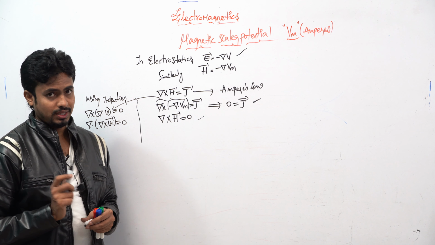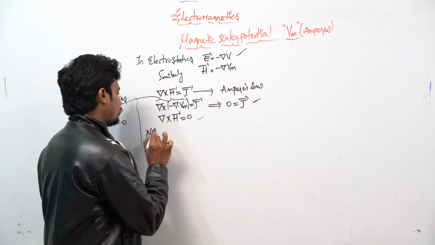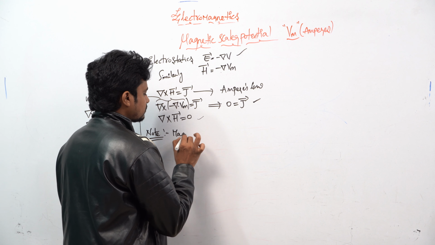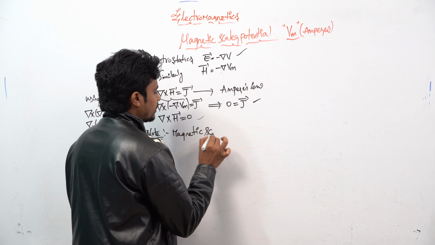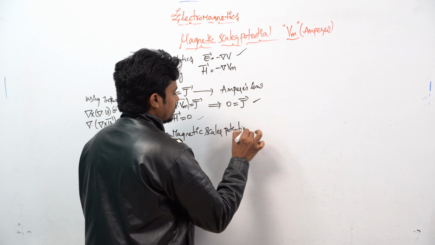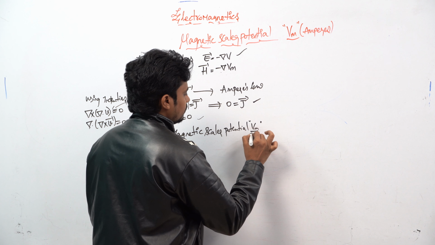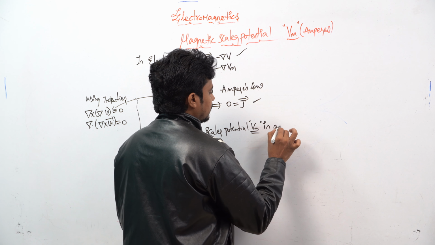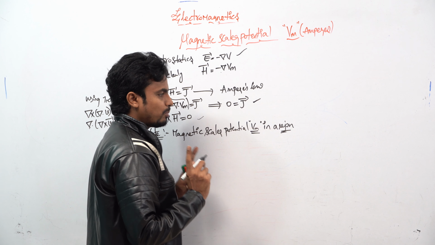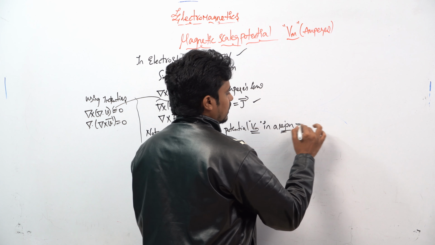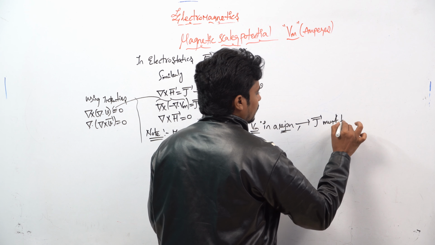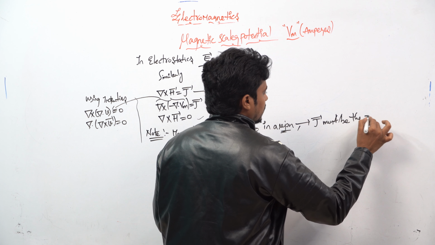That means if you want to find the magnetic scalar potential, which can be represented with Vm, in a region, then J bar must be 0 in that region.